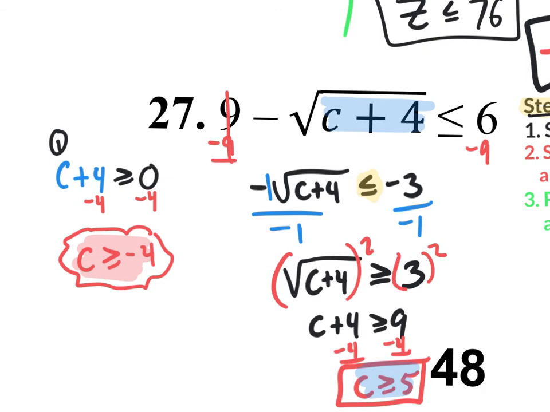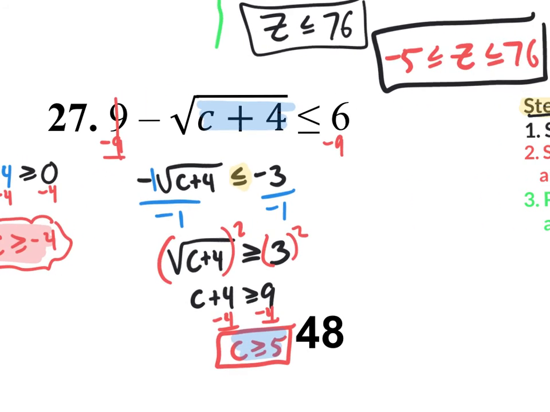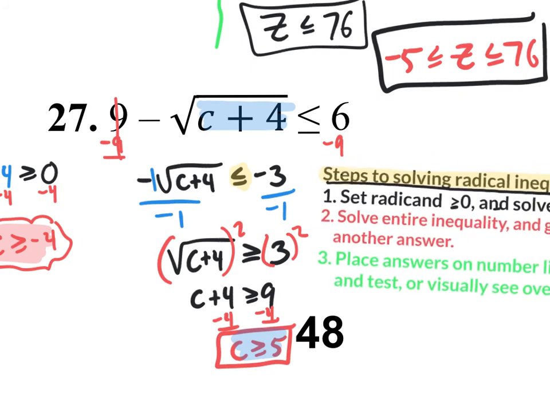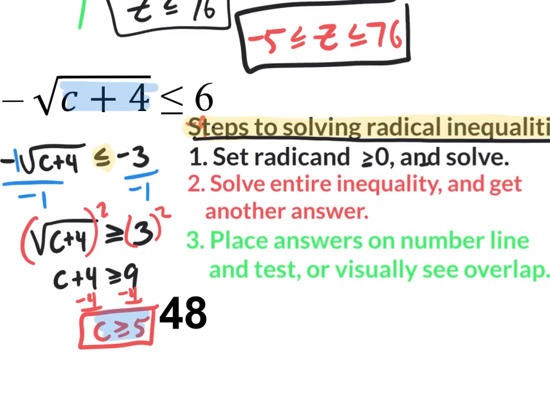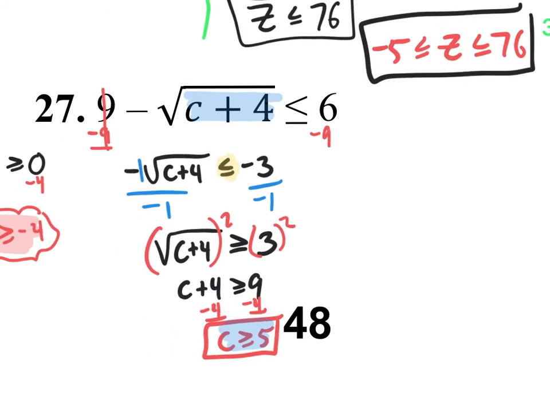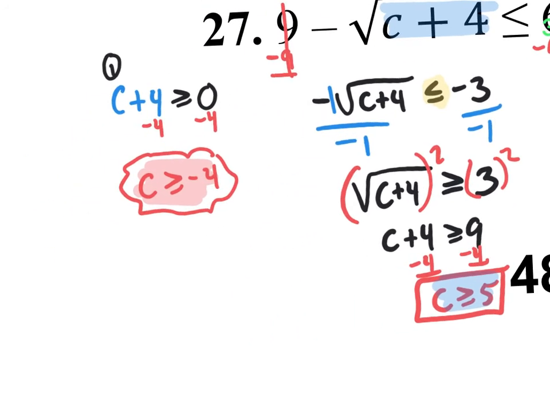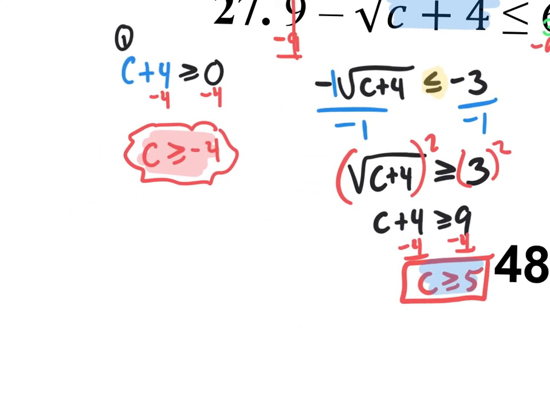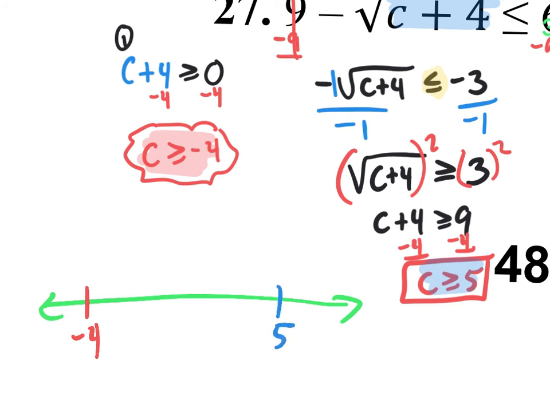So step 3 is to place answers on a number line and test or visually see the overlap. Okay, test values or visually see the overlap. So I'm going to take these two answers, put them on a number line. We have negative 4 over here. We have positive 5 over here. I'm going to go with the visual.